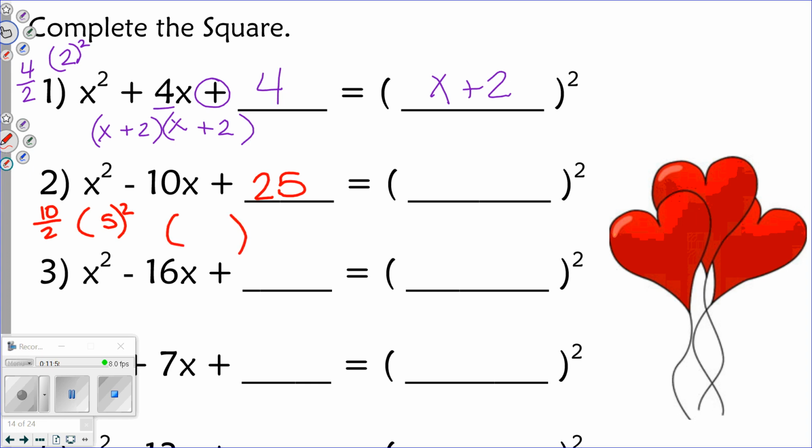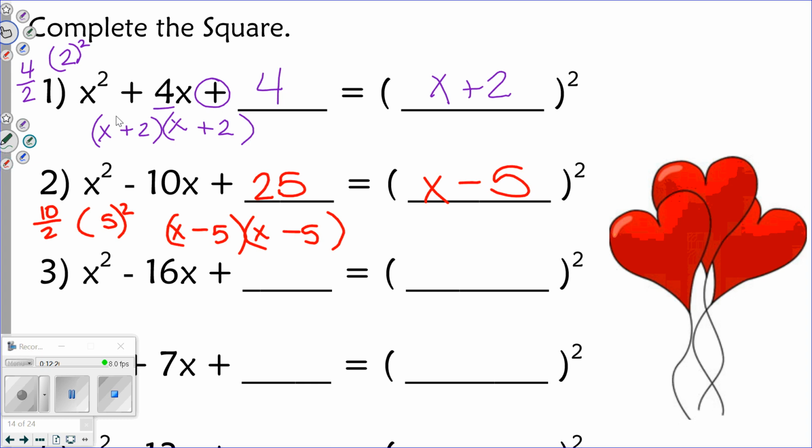Again, the last one's positive, so the signs are the same. They're both minus. Options for A. And that's going to have to be 5 and 5. So x minus 5 squared. Okay, let's do number 3.